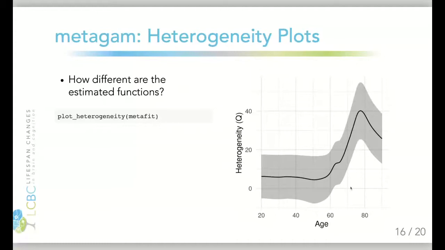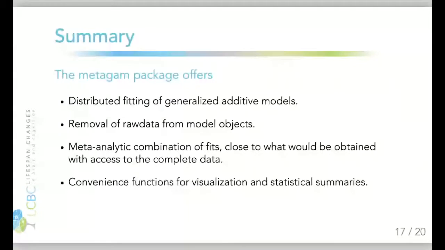So to summarize, the metagam package offers distributed fitting of generalized additive models. It does that by removing raw data from the model objects. There is no new algorithm in there. It's just carefully going through all the 50 elements of the lists returned by the MGCV package and deleting all the stuff related to individual participant data. Then those models can be shared. By using the metagam function, you can combine those fits and get estimates very close to what you would obtain if you had access to the complete data. We also have convenience functions for visualization and to obtain statistical summaries.